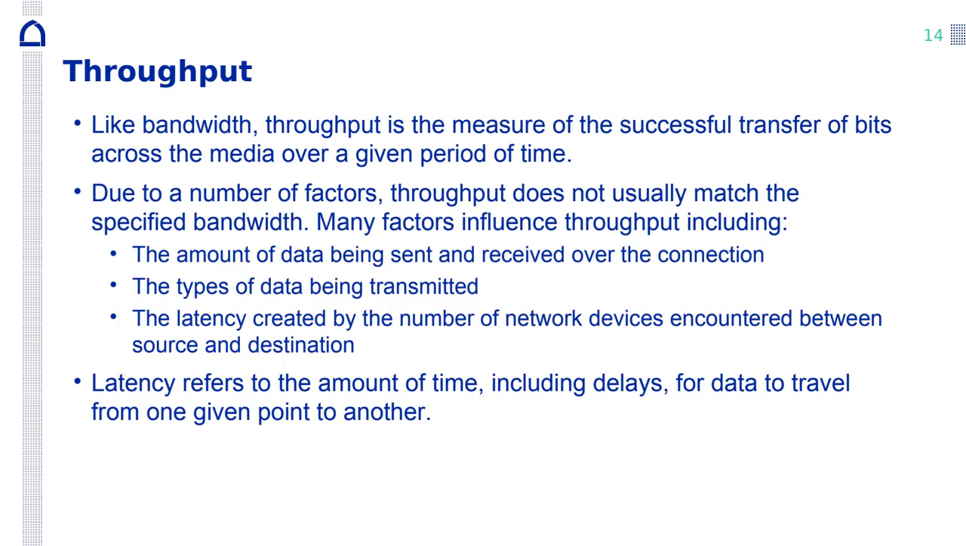Throughput is the measure of the successful transfer of bits, meaning how much data already transferred. We call it throughput. Bandwidth is the capacity, how much can go. But throughput, how much actually went through. Understood the difference? Latency is delay, the amount of time including delays for data to travel from one given point to another. We call it latency.